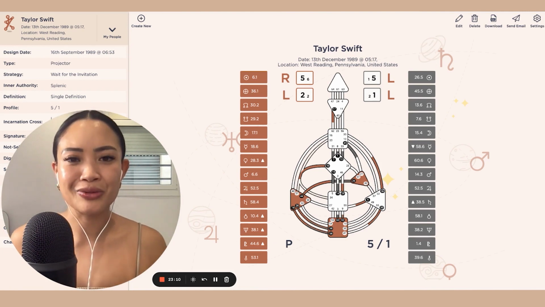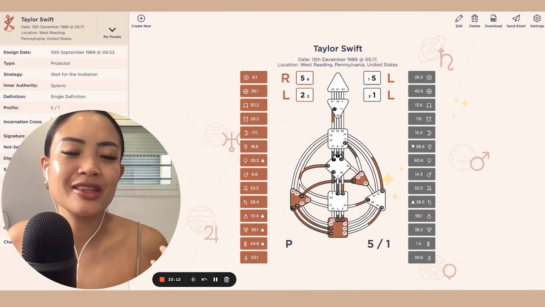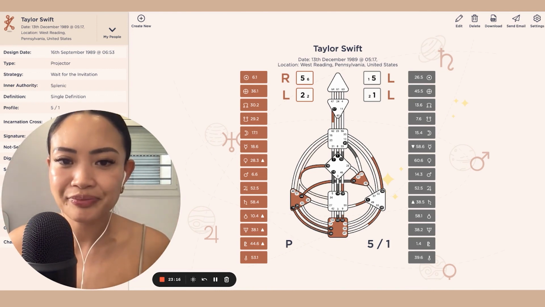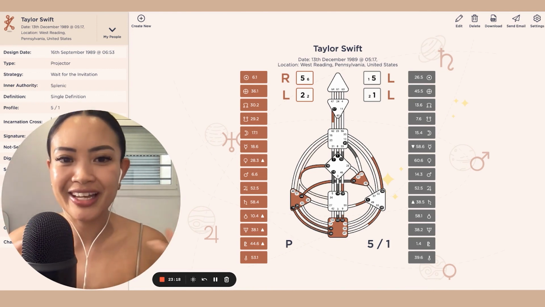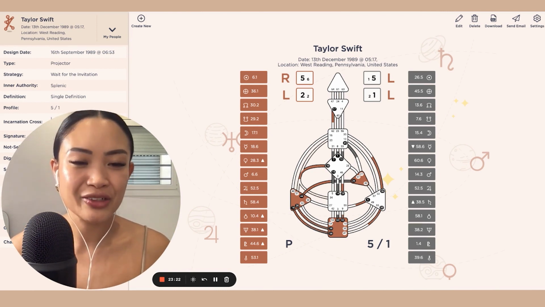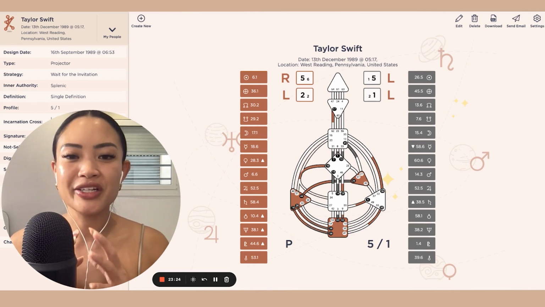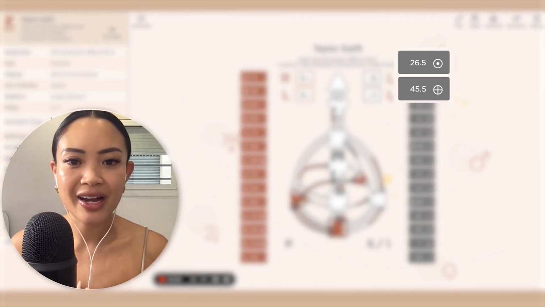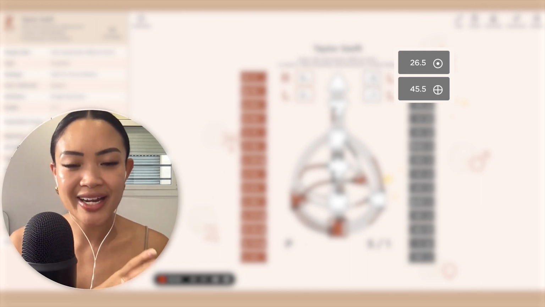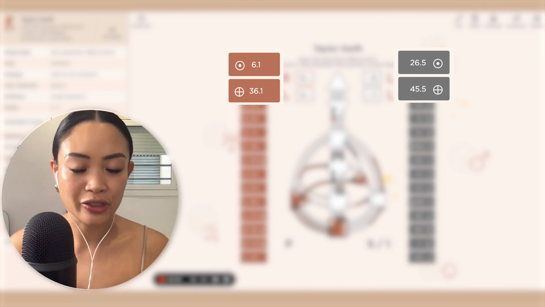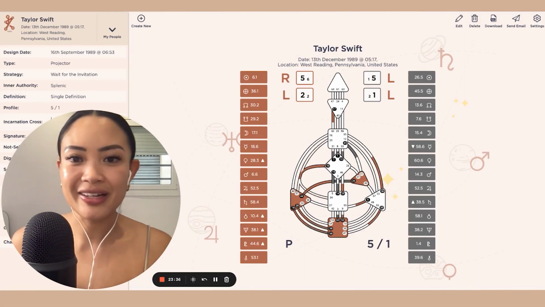We can see that through the pull and the gravitation that her community has with her. And so, lastly, I wanted to talk about Taylor's life's work, right? So, Taylor Swift was born on the left angle cross of confrontation, which essentially combines the themes of the gate 26, gate 45, on the conscious side, and then the gate 6 and 36 on the unconscious side that we spoke about earlier in this video analysis.